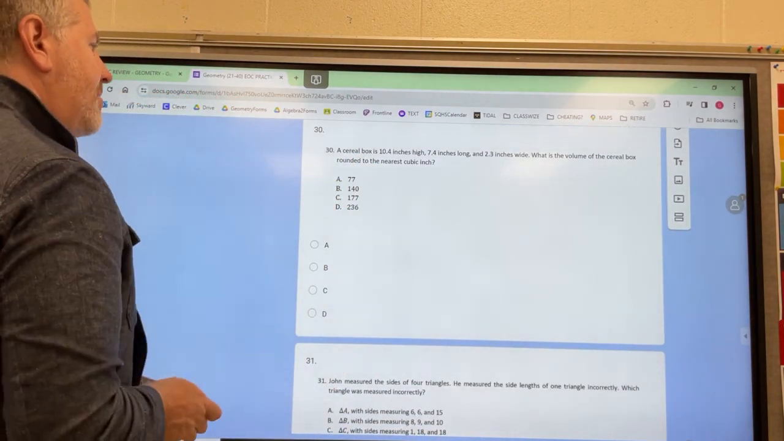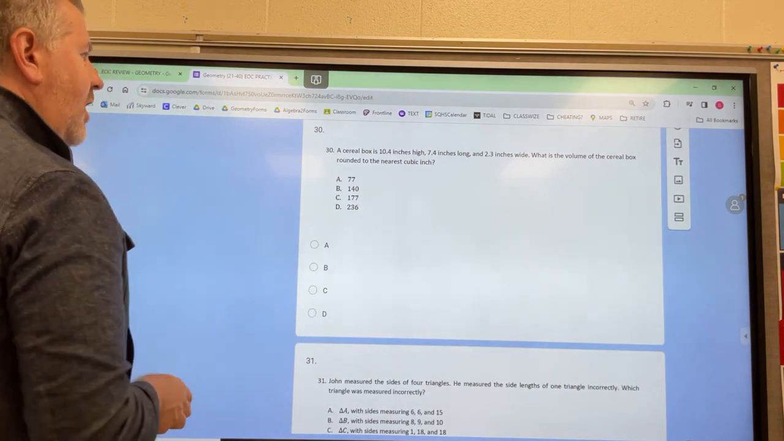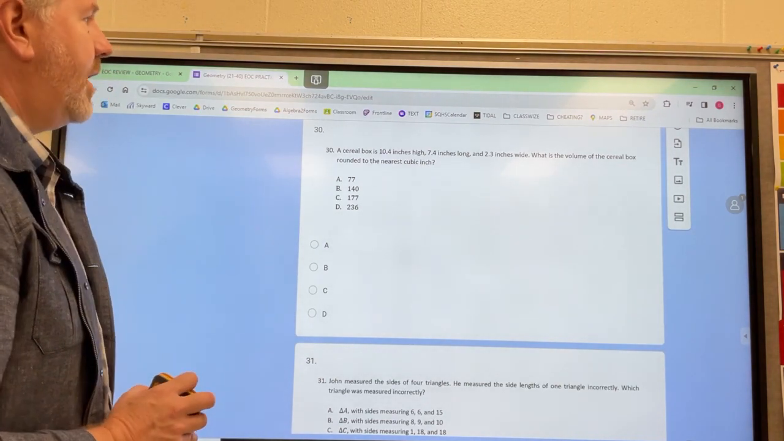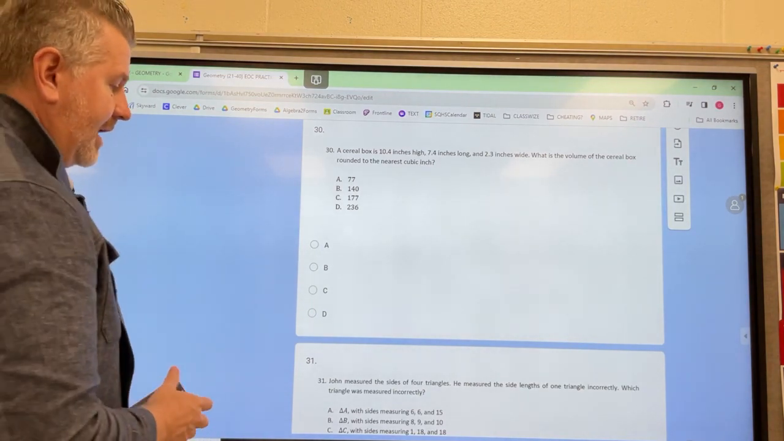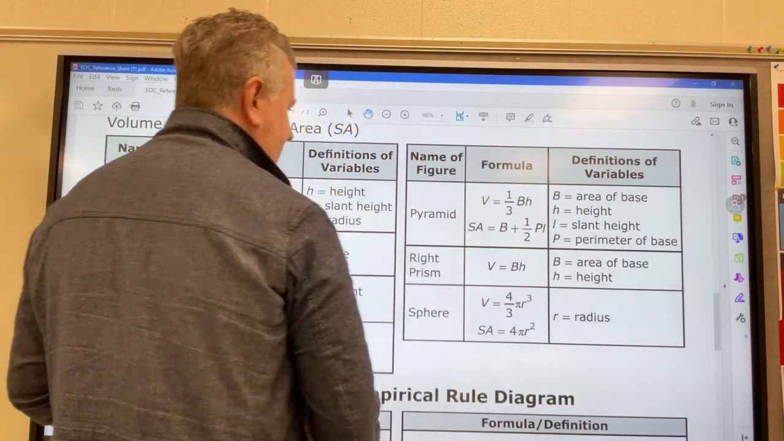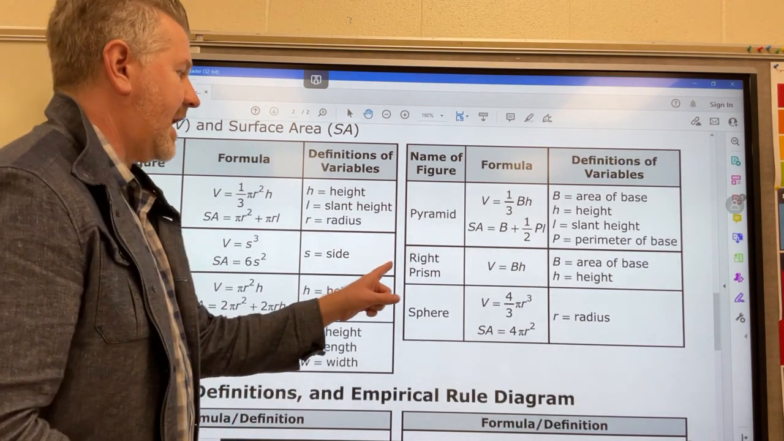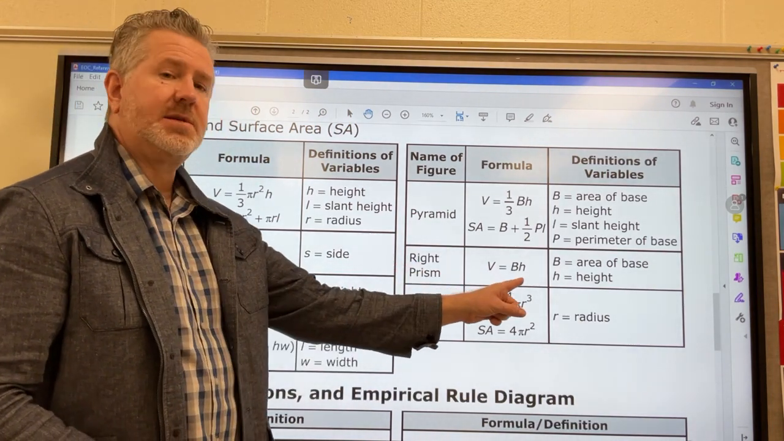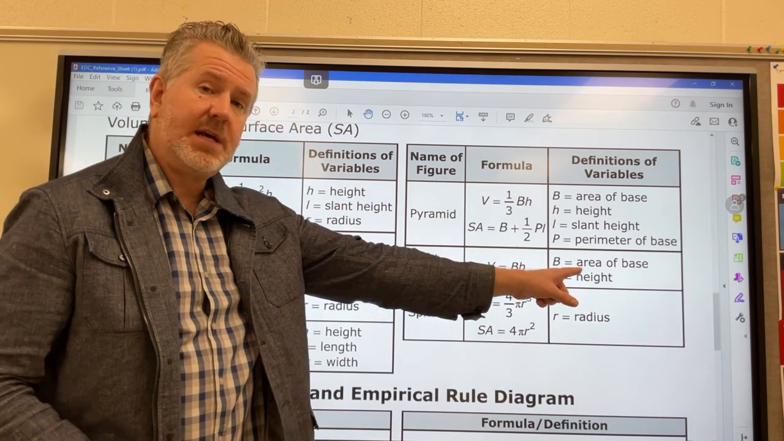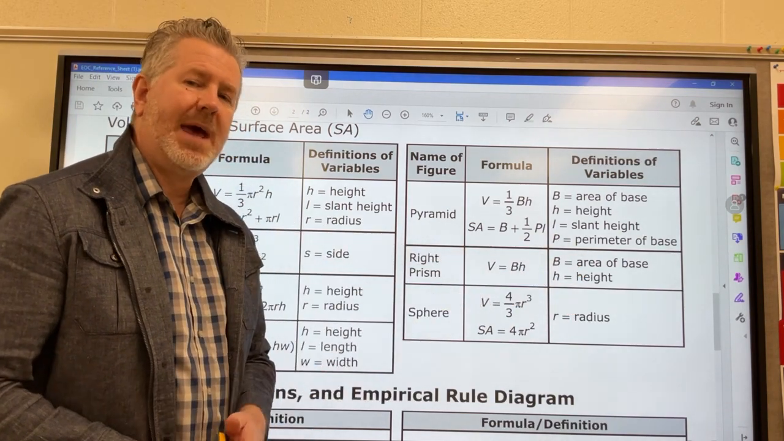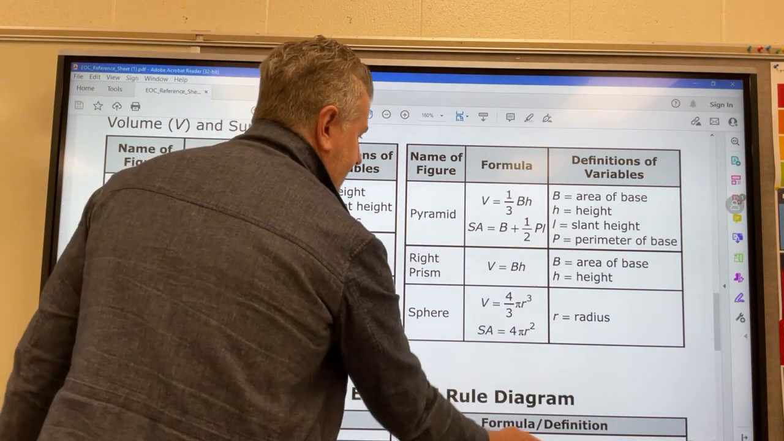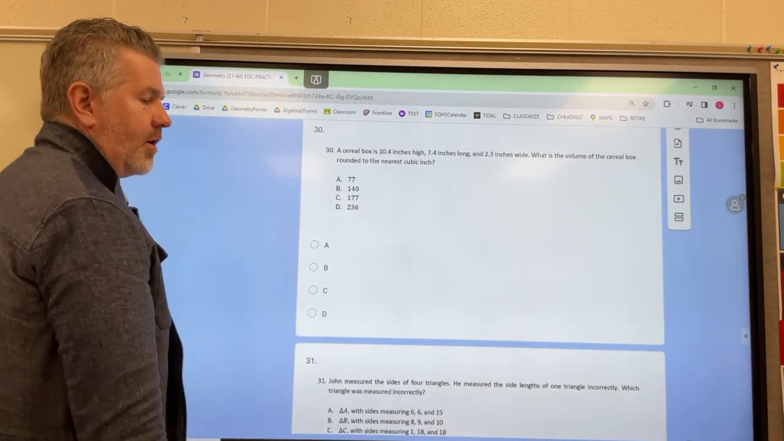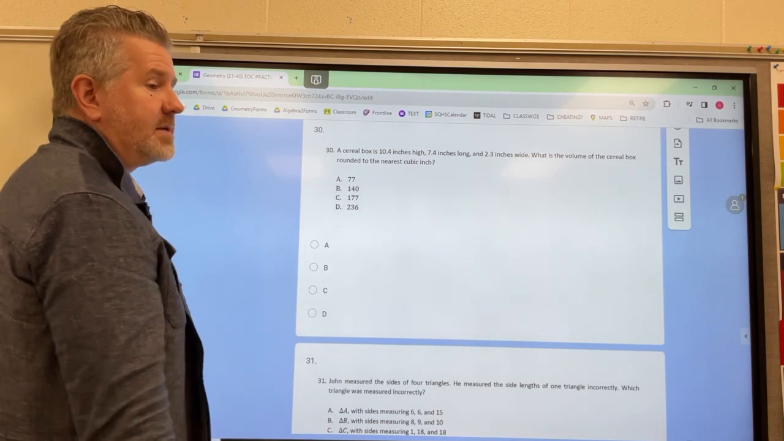A cereal box is 10.4 inches high, 7.4 inches long, and 2.3 inches wide. What is the volume? Volume is base times width times height. That is of a rectangular solid. Unfortunately, on your EOC reference sheet, the only thing they tell you is a right prism. So volume is the area of the base times the height, and it does explain that, but the area of the base varies depending on what kind of figure it is. This kind of figure is a rectangular solid or rectangular prism, so the base is a rectangle.